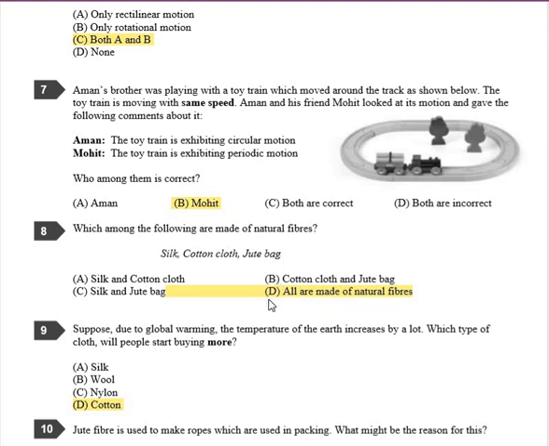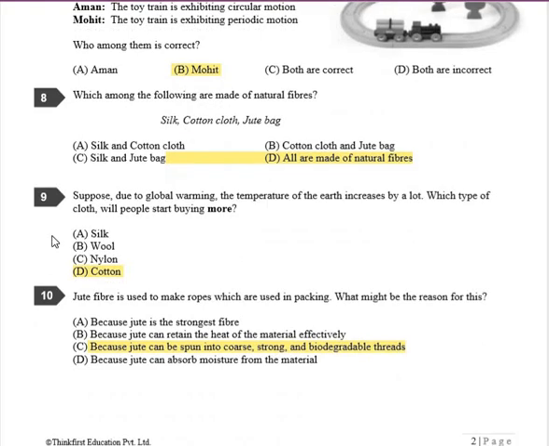So the most appropriate option will be D, that all are made up of natural fiber, because silk is obtained from the silkworm, cotton cloth is obtained from the cotton boll, and the jute bag is obtained from the jute plant. So all are plant and animal based fibers. So option D, all are made up of natural fiber.